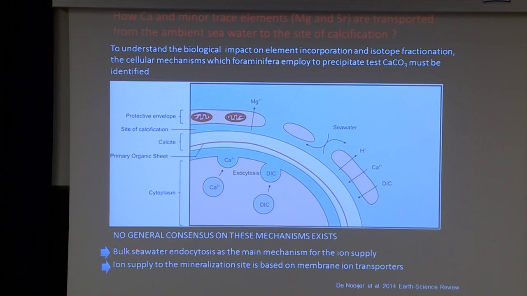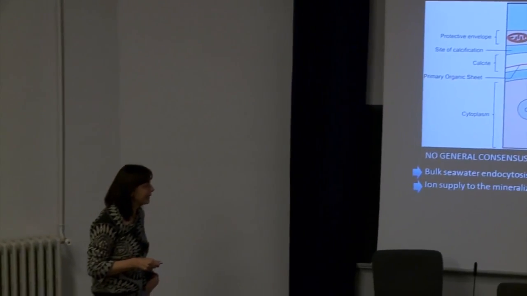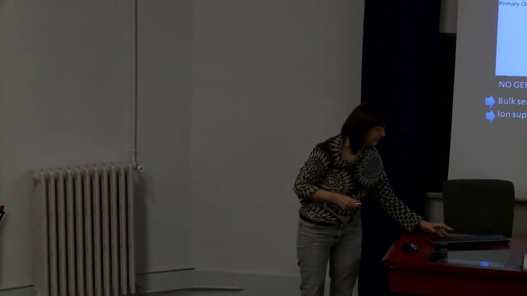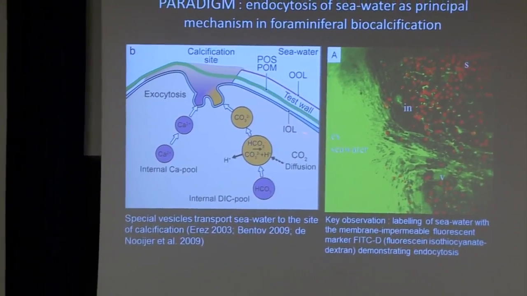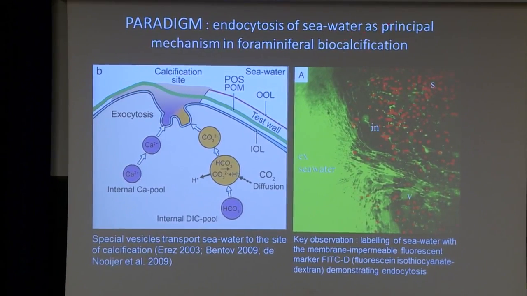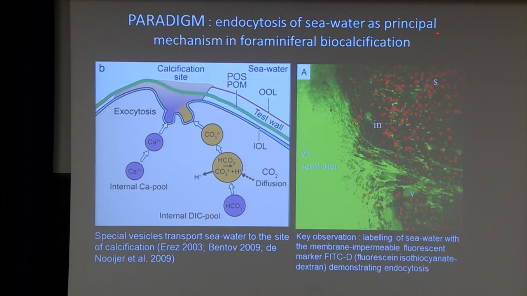Actually, the most popular recent mechanism invoked is bulk seawater endocytosis as the main mechanism for the ion supply. Another possibility is an ion supply to the mineralization site based on membrane ion transporters. So, as I told you before, endocytosis of seawater is now considered the principal mechanism in foraminifera biocalcification.